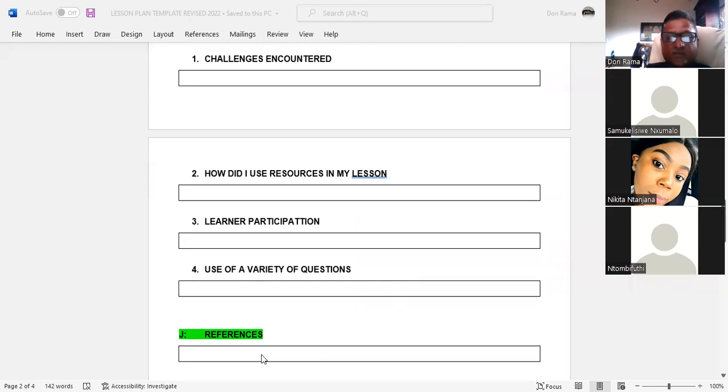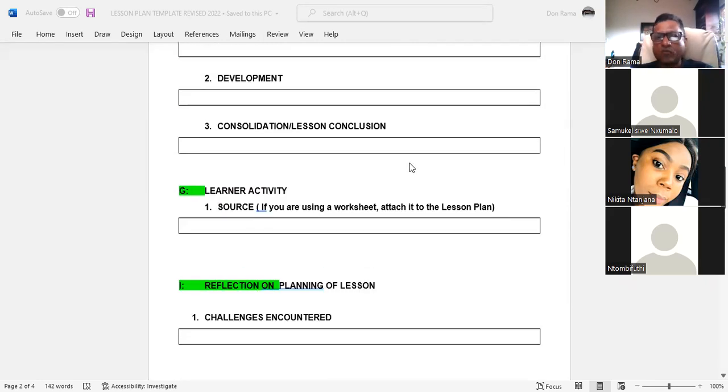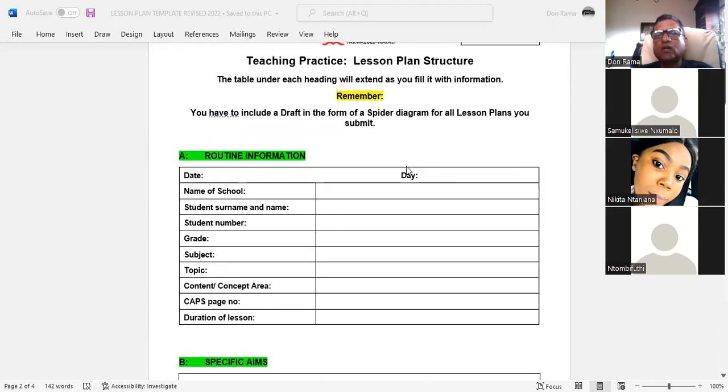And finally, references. What books or what material did you use that helped you in planning this lesson? Did you use the textbook? You must write down the textbook. Did you get any articles or information from the internet? Then you must write that down as well. So very quickly, this is the format that we are going to be using for preparing our lesson.